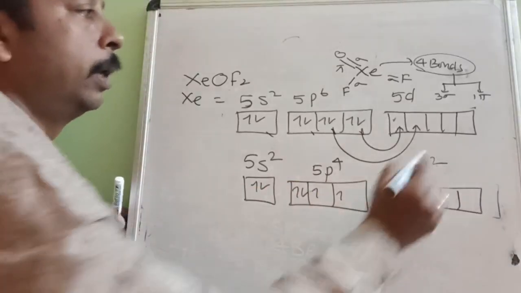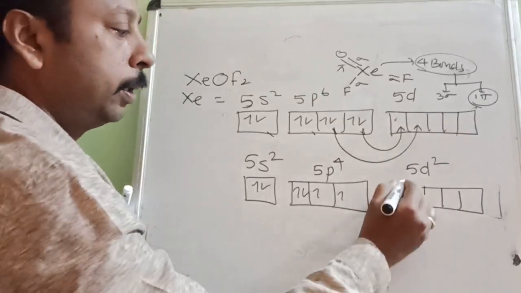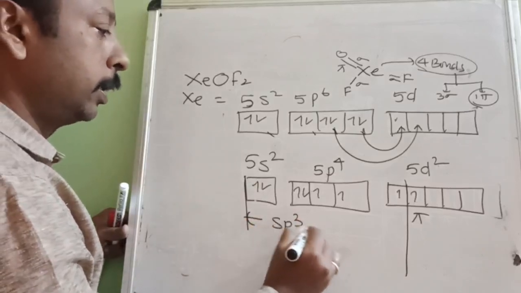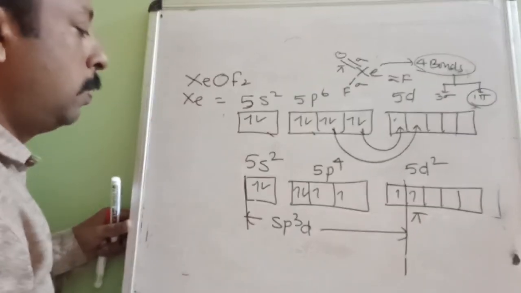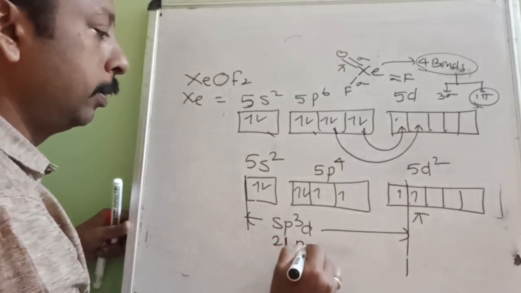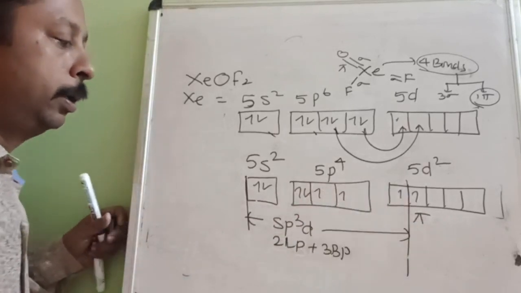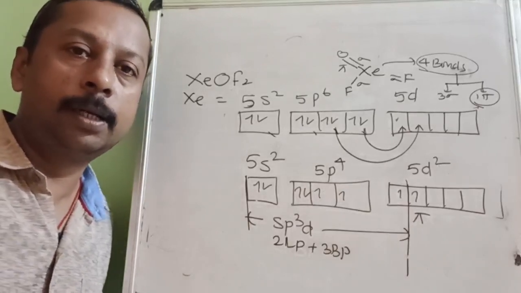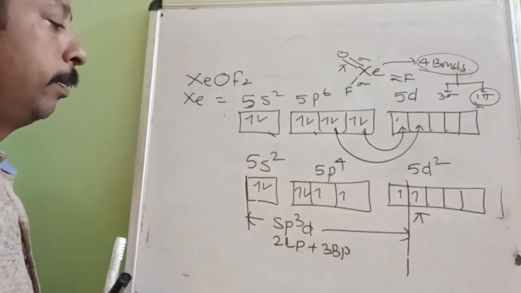All should not be hybridized. See, 1 pi bond. The pi bond you mark like this. Then up to here you will start hybridizing. Okay. So what will be the hybridization? sp3d, with bond pair of 2 lone pair, and 3 bond pair. 1, 2, 3. 3 bond pair. So according to sp3d, what must be the shape? Okay, good. It should be triangular bipyramidal.